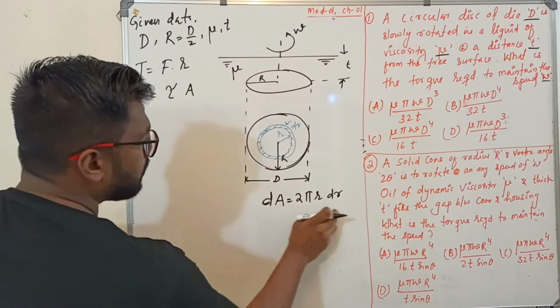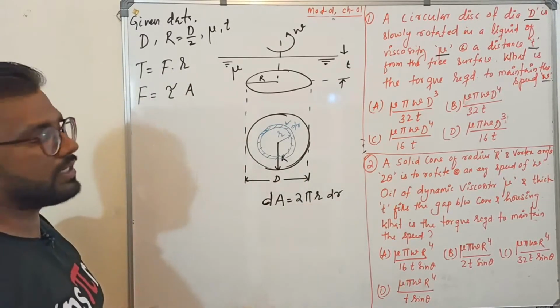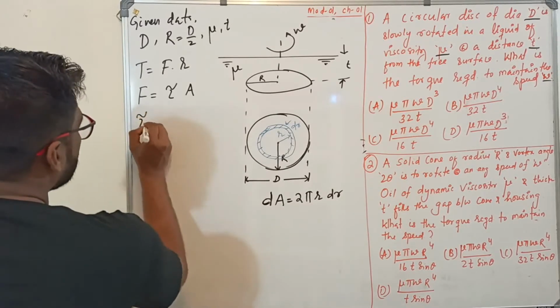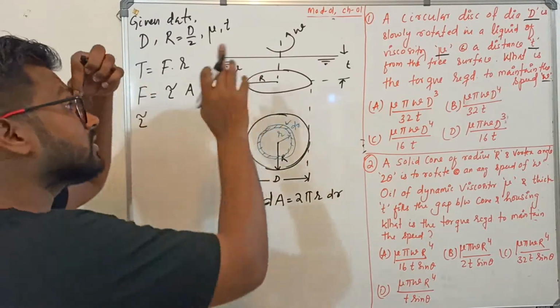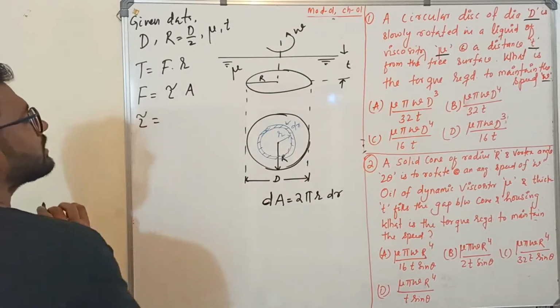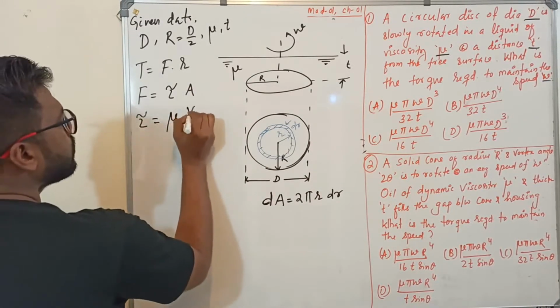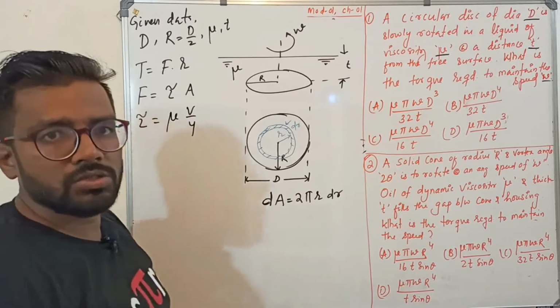Sir, we know A, you have already said we are going to find it from 2 pi r dr. Now what don't I know? Tau. Then I'll remember Newton's law of viscosity, because viscosity is involved. What does Newton's law of viscosity say? Tau is equal to mu v by y.